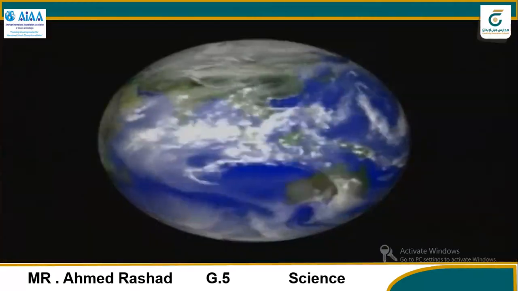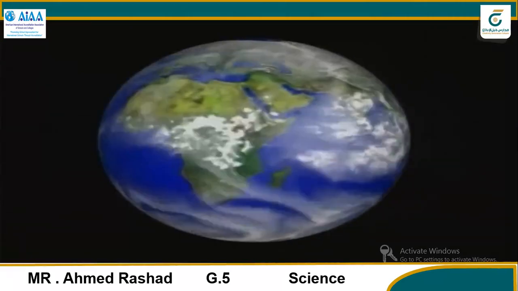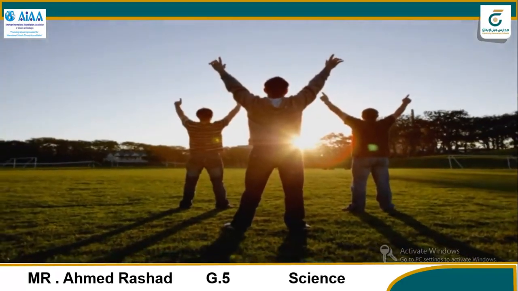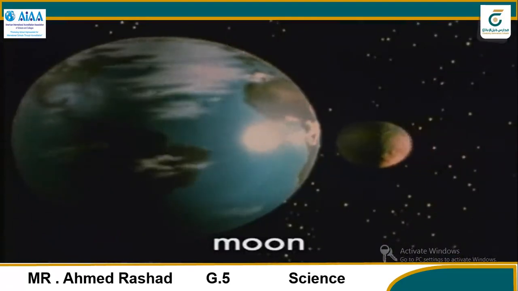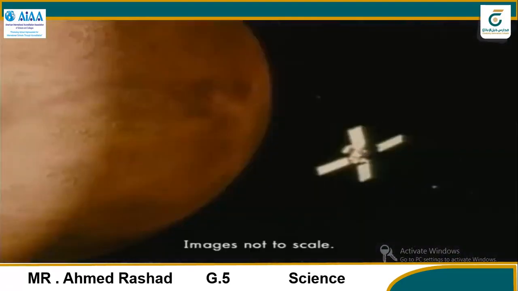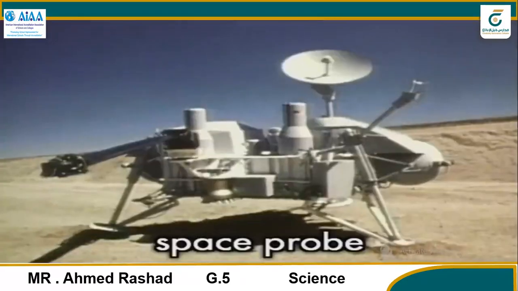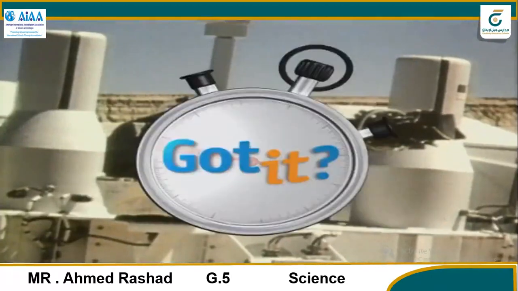Earth, which is the 3rd planet from the Sun, is the only planet in the solar system with liquid water on its surface and the only planet known to support life. Earth has 1 orbiting moon. A moon is a natural object that revolves around a planet. Scientists have learned about the inner planets by using space probes. A space probe is a spacecraft that gathers data and doesn't need a crew. Got it? Sure you do!